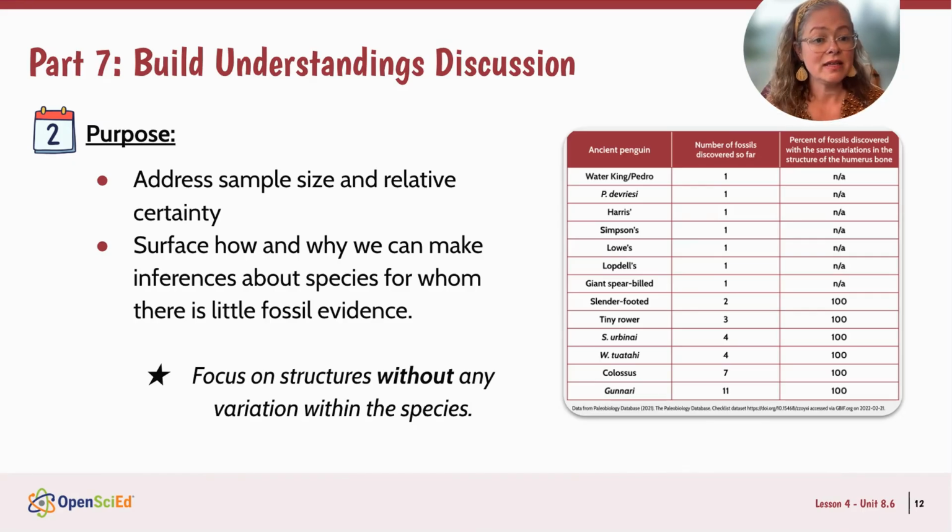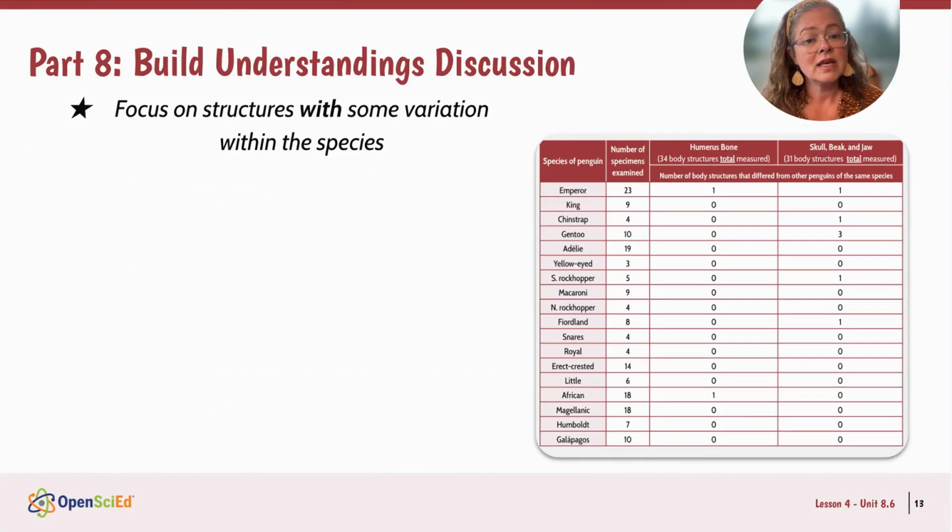In part 7, this takes place on day 2, the purpose is to address this idea of sample size and relative certainty and surface how and why we can make inferences about species for whom there is little fossil evidence. For this particular part of the Build Understandings discussion, we're really focusing on structures that don't have any variation within the species. In part 8, we expand to think about structures that do have some variation within the species.